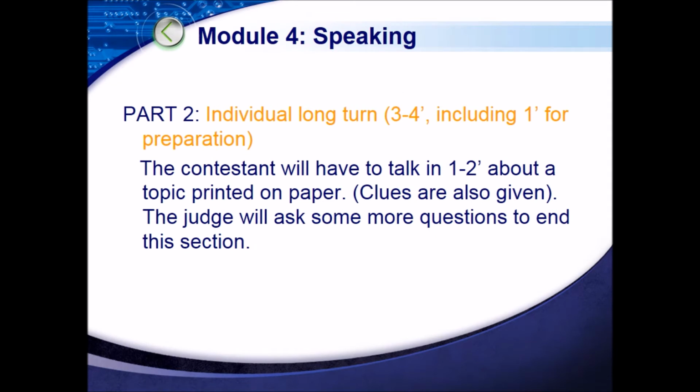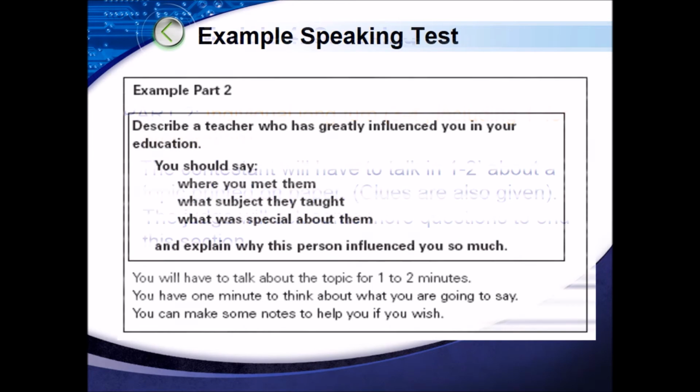Part 2 is your monologue. I mean, you will be given a cue card which looks like this. On the cue card, you can find a topic, for example, describe a teacher, and 3 to 4 guiding questions. Something like where you met them, what subjects they taught, and so on. You should follow these guiding questions because they show you the way to talk about the topic. Now let's get back to what you have to do in part 2.